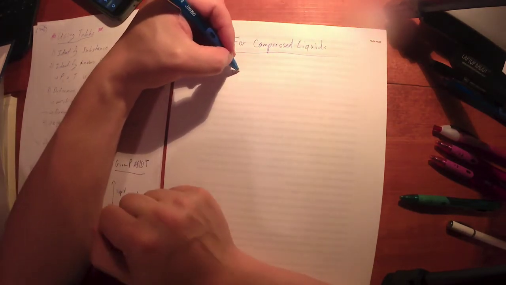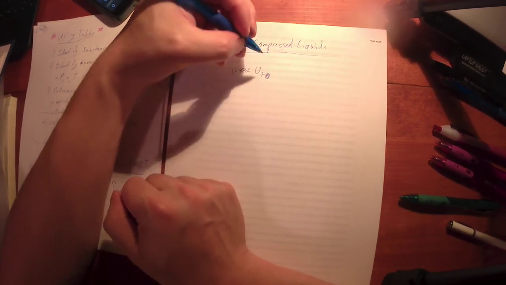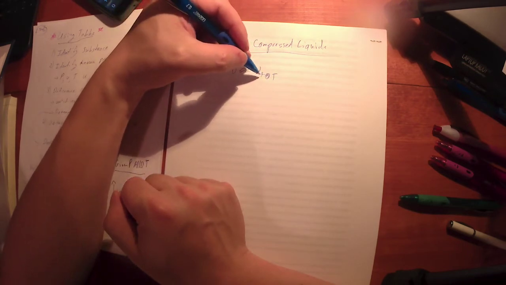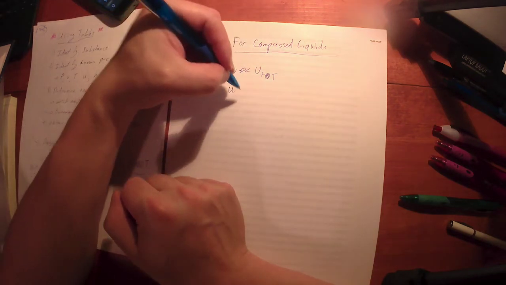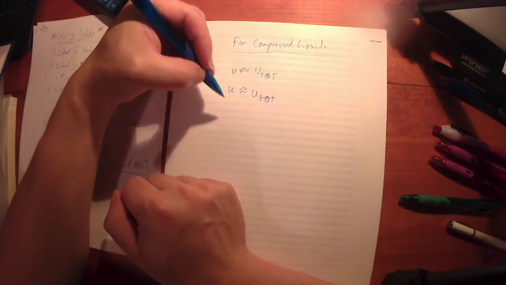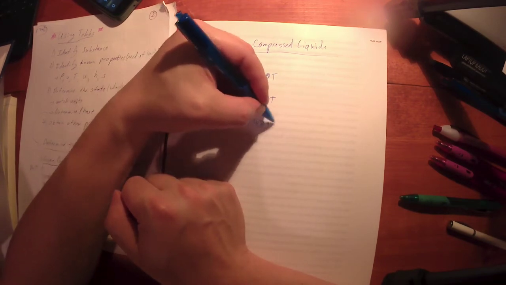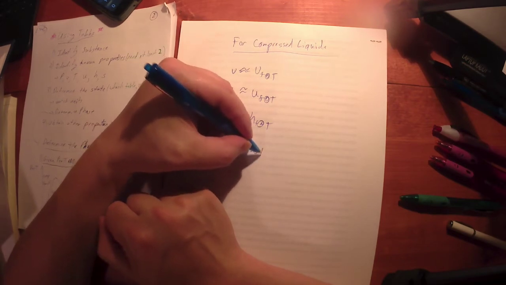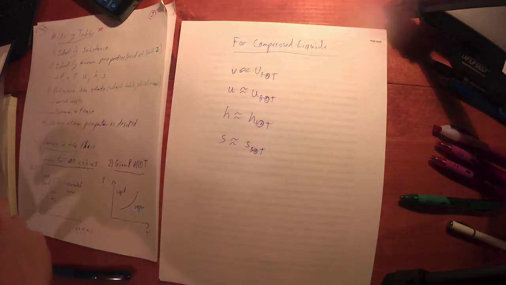For compressed liquids, your specific volume is going to be very, very close to the specific volume of saturated liquid at the given temperature. So if you have a temperature, just go look up the specific volume of saturated liquid at the given temperature, and that will give you a very close approximation. Same thing for the U value. Same thing for the H value. Same thing for the S value. Go look up at the given temperature the value for saturated liquid, and that'll make a really good approximation.